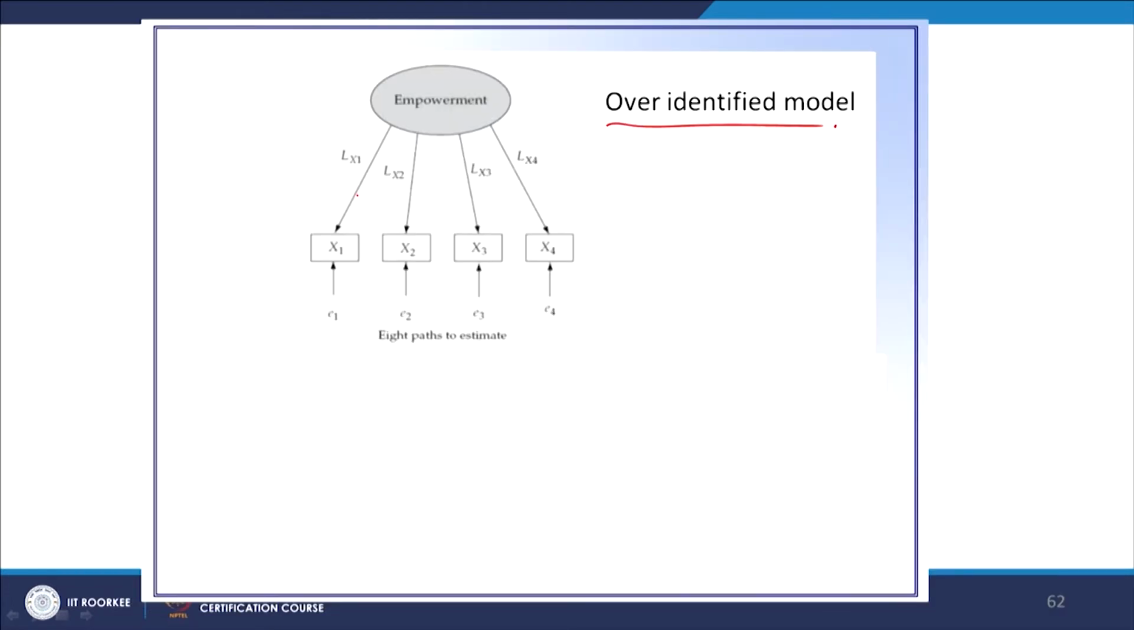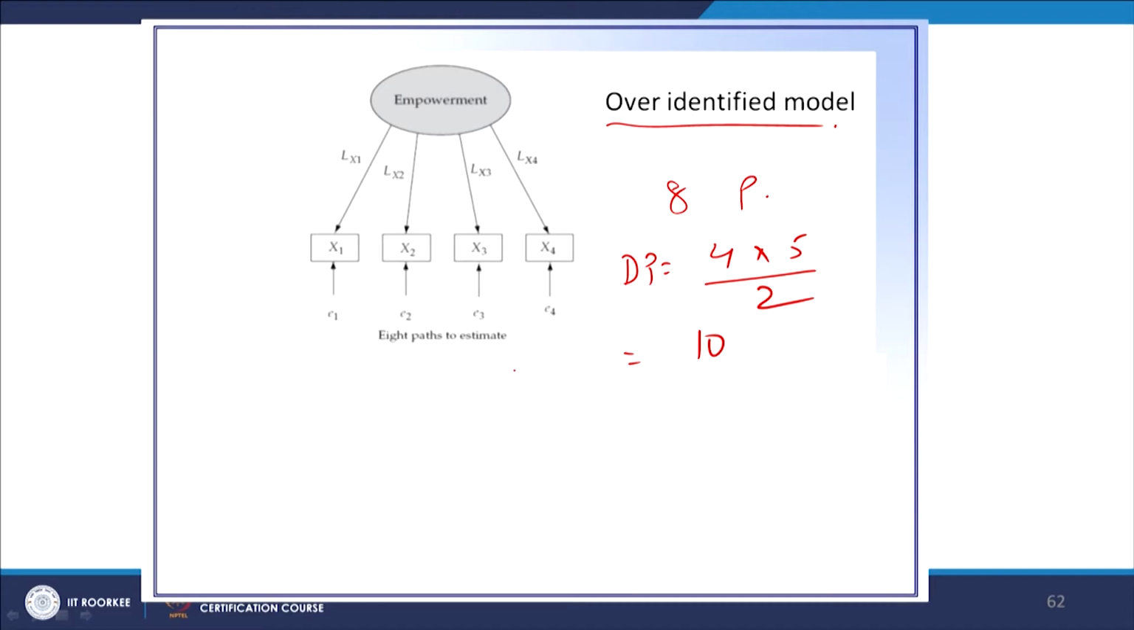Now let us look at it. 1, 2, 3, 4, 5, 6, 7, 8. So you have 8 parameters, okay. Now the data points is equal to how many? 4 into 5 divided by 2 is equal to how many?